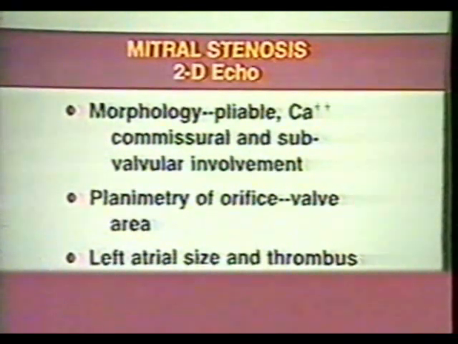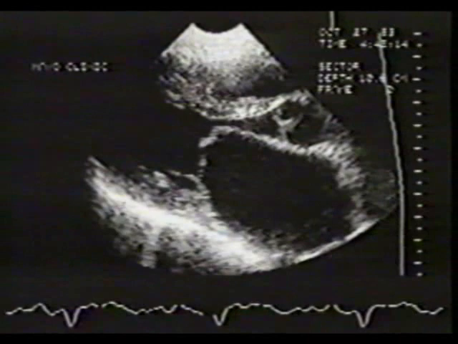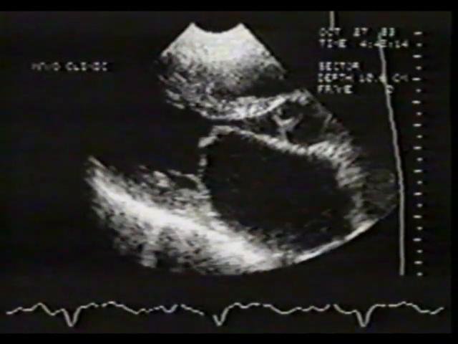Of course, 2D echo also provides a means by which we can detect associated abnormalities, such as pathology of the other valves or atrial septal defect. This is the 2D echo from a 19-year-old female with mitral stenosis.